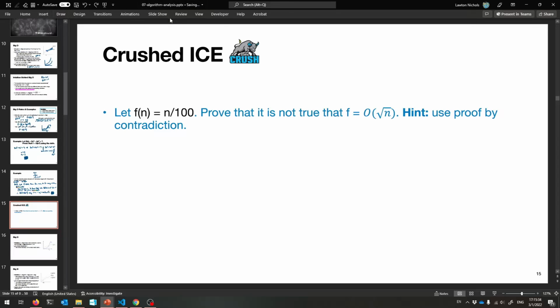All right, so using proof by contradiction, if we want to prove that it's not true, what's the negation of that theorem? Well, let's assume that it is true, and let's derive a contradiction based on that. So the first step of our proof is assume f is big O of square root of n. Sure, that's okay to do. And then we're going to derive a contradiction, which means that this assumption was false. All right, so if that is the case, let's just go along with it.